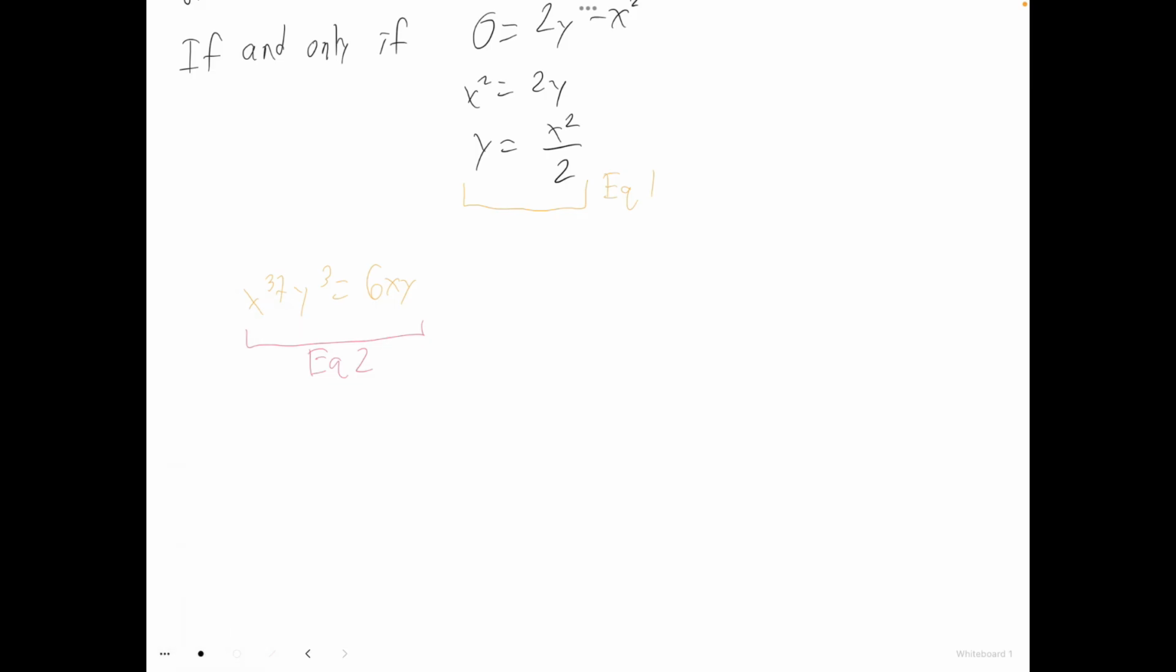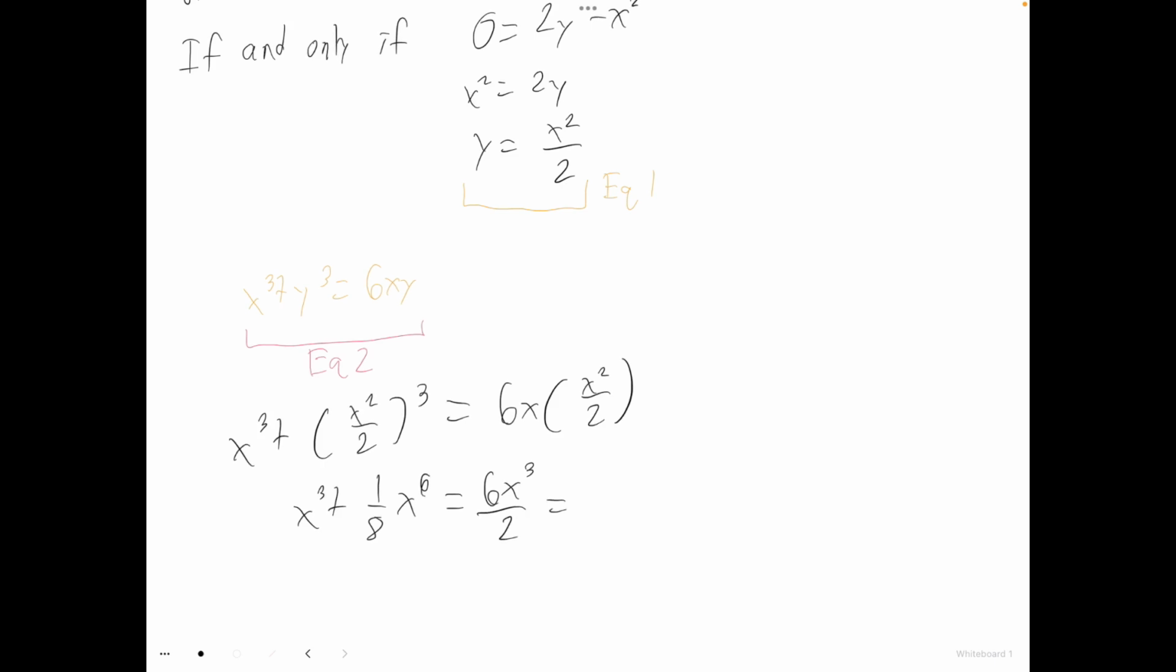And so we're going to do our substitution. So we have x cubed plus y cubed, but y is x squared over 2, equals 6x times y, and y is x squared over 2. Okay, and now we have to solve for what x is. On the left-hand side, we get x cubed plus 1/8 x to the 6th. And on the right-hand side, we get 6x cubed divided by 2, which is just 3x cubed.